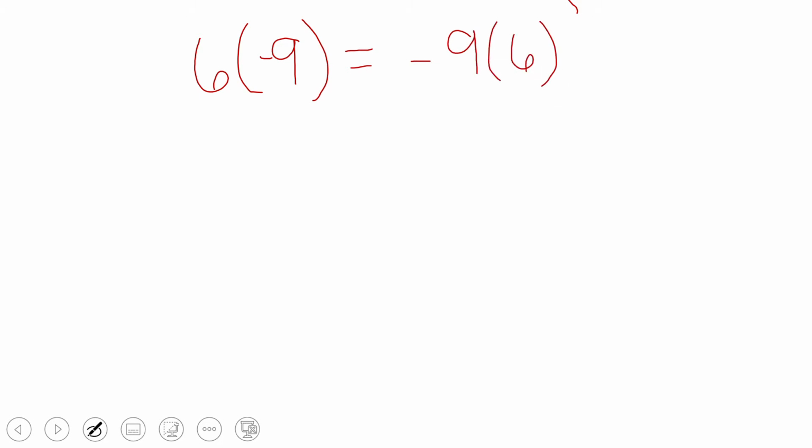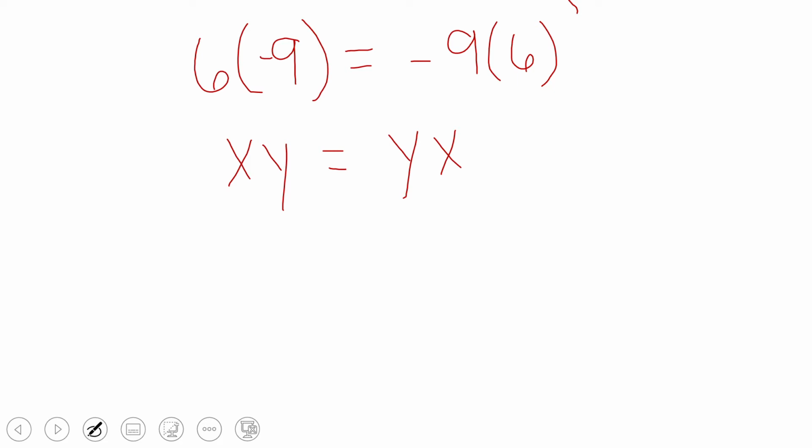Here in the example, we have 6 times negative 9. That is equal to negative 9 times 6. In example B, we have x times y. That is equal to y times x, commutative multiplication property.